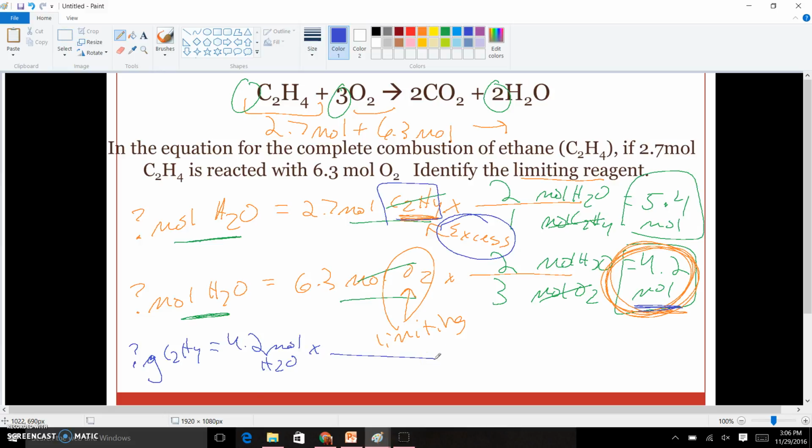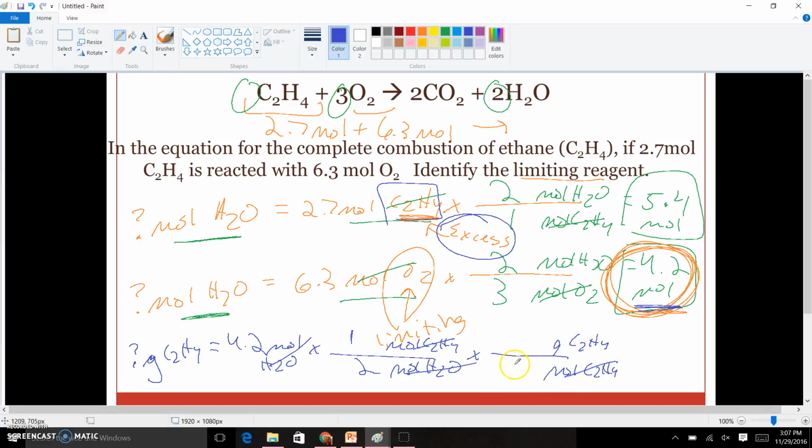Alright, now I've got a stoichiometry problem. I'll have to put moles of H2O on the bottom. That way they'll cancel. And I'll have to put moles of C2H4 on top. Here I have to use the balanced equation again: 1 on top for C2H4, and moles of water is 2. I have to get out of moles of C2H4, so I'll put that on the bottom. That way they'll cancel. And into grams of C2H4 on the top.